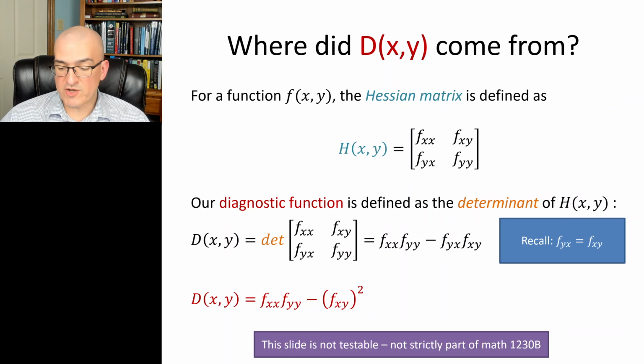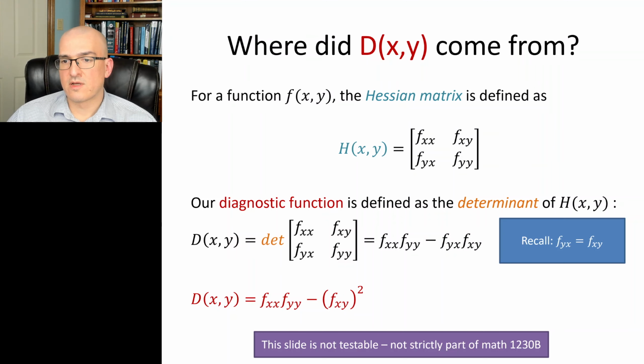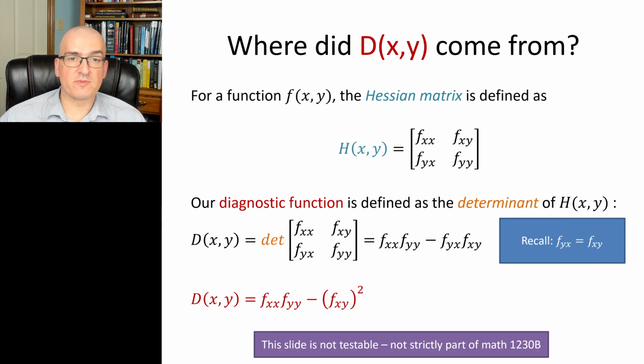The Hessian matrix is a 2x2 matrix composed of the second partial derivatives of the function with respect to x and y. We use the fact that the mixed partials are equal to each other, fxy equals fyx, to make that second term, the term being subtracted from the down product minus up product, just be replaced by f of xy, all squared. This is not testable either, but some people, especially those from Math 1229, like to see that there is some relation between the courses.